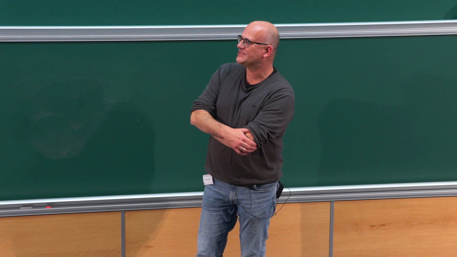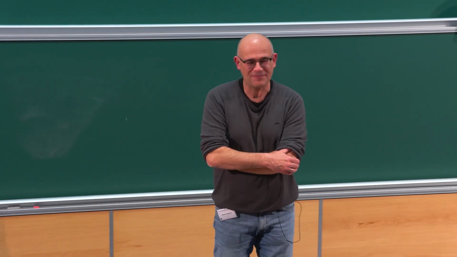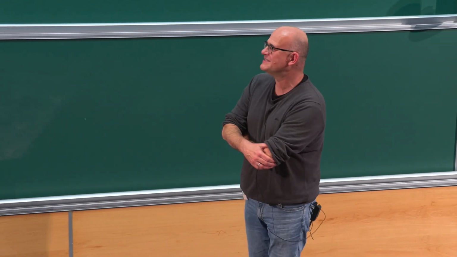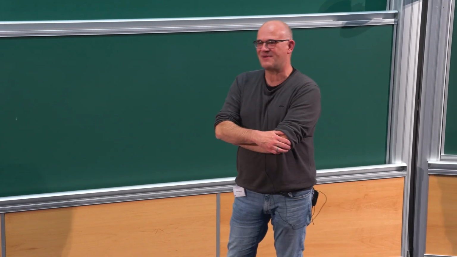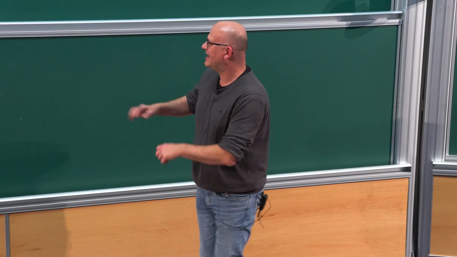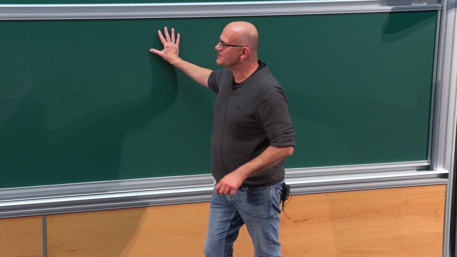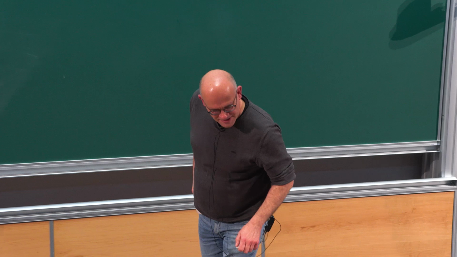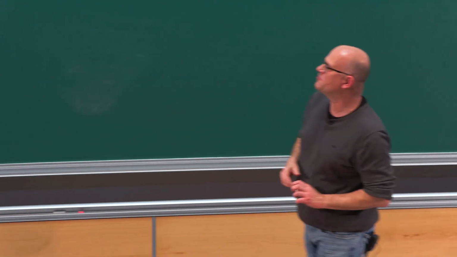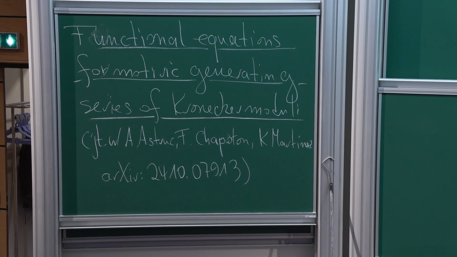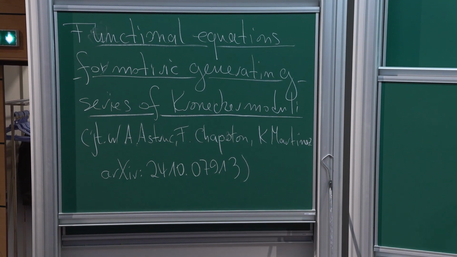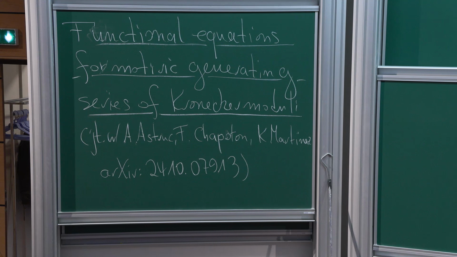For those who somehow know the subject, there are quiver moduli spaces in the background, but while I will avoid quivers, there are motivic Donaldson-Thomas invariants in the background, but I also will avoid them and try to keep things as elementary as possible and try to motivate everything. So this is joint work with Alessandra Struck and Frédéric Chapoton from Strasbourg, Karen Martinez from Madrid, and there's an archive preprint from last month.